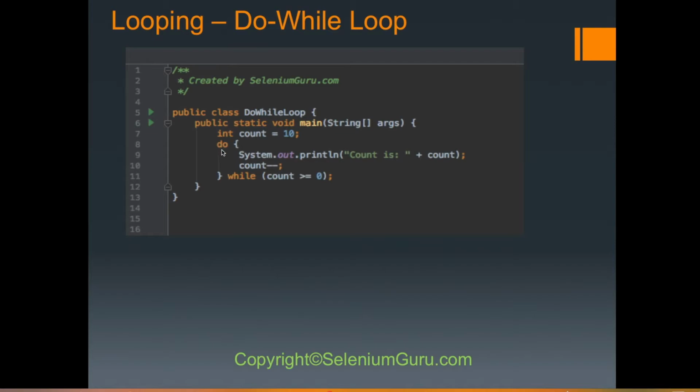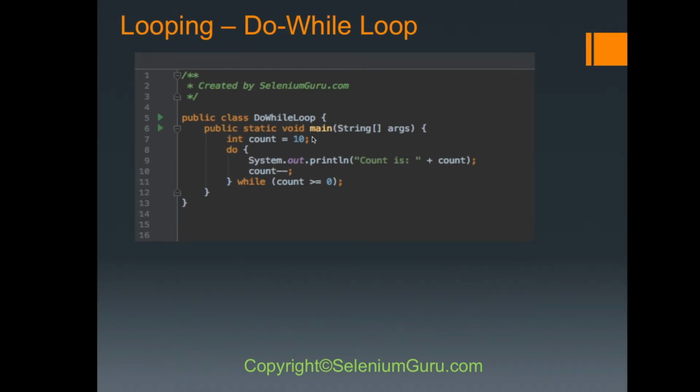Now I have this do block here. What it's going to do is run this code here: System.out.println count is count minus. Just like the while loop, but instead of while first, I've got this do here. So it's going to run this code inside the do.